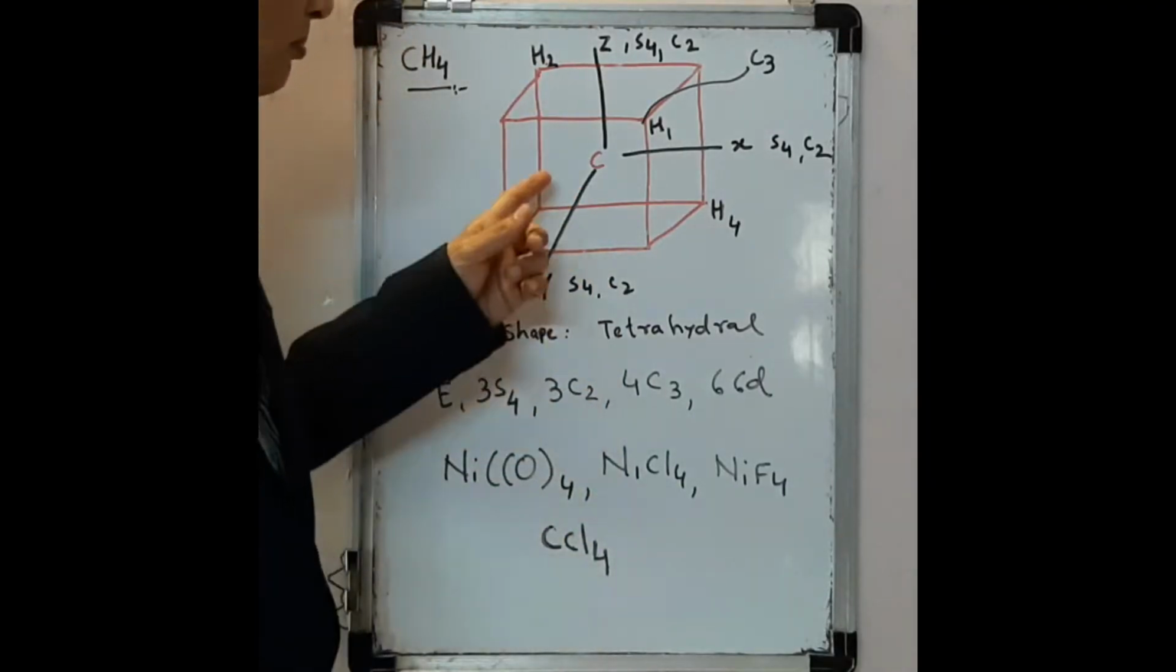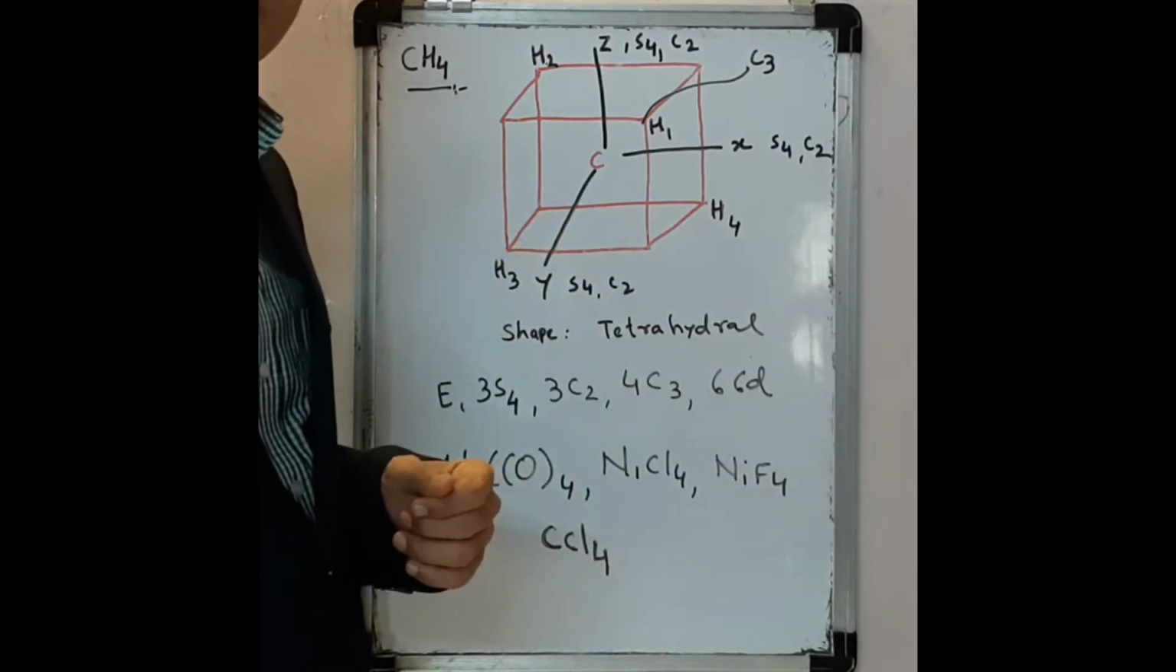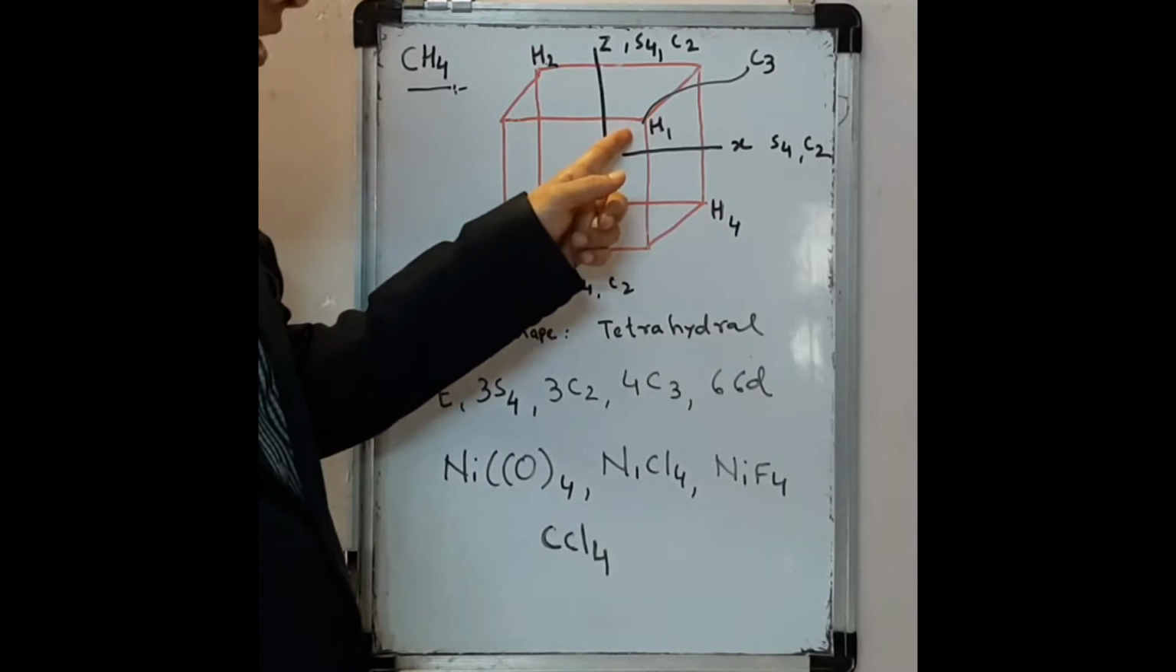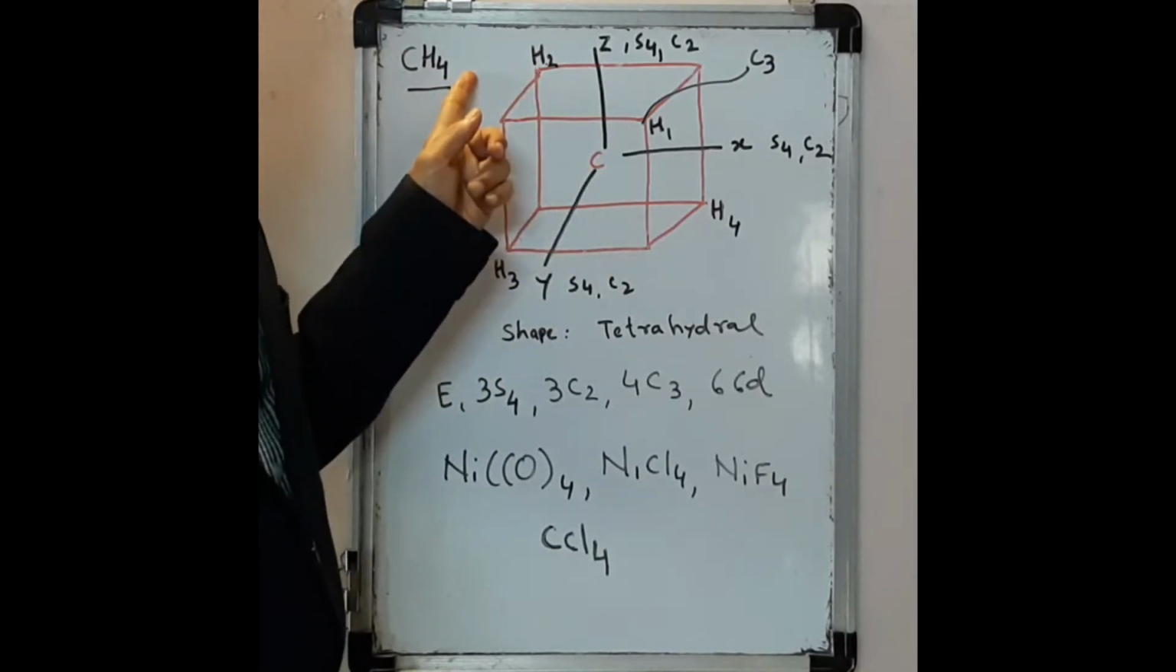Today, we are going to discuss point group. We'll find out the point group of some molecules. Let us start with the methane molecule, CH4. Here, I have shown in the figure that methane is placed in a cube. This is the carbon atom, and these are the four hydrogen atoms which are kept alternatively.